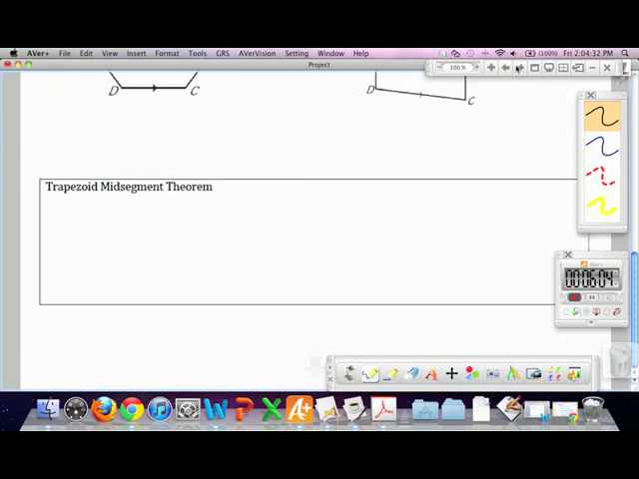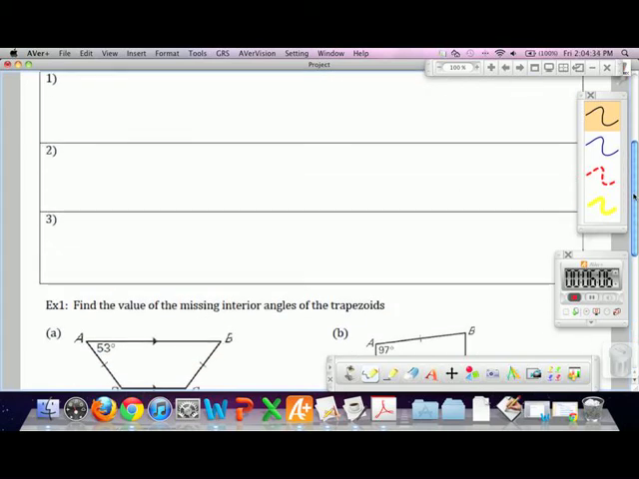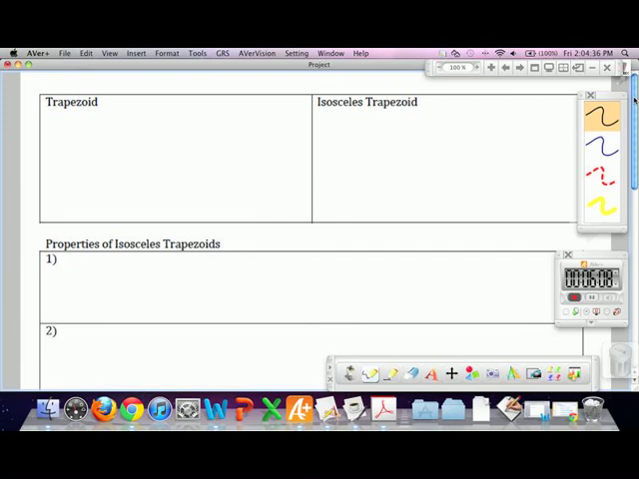The other flip of this is, what if we still have four-sided figures but they're not parallelograms? From here on out, we're going to talk about two main types of quadrilaterals that are not parallelograms. These are most certainly not parallelograms. We're going to leave that family.